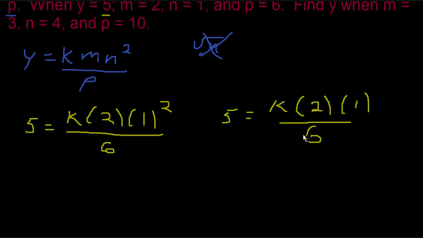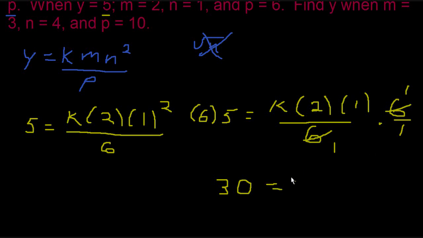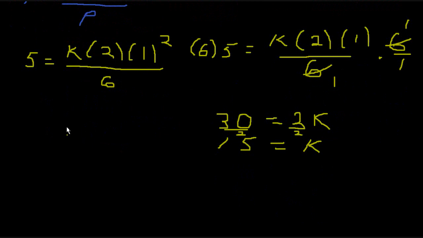And now, well, I could multiply both sides here by 6. That would clear out the denominator on the right side. So I'm going to write multiply by 6 on both sides. I'll write it as a fraction on the right side, canceling out the 6 there, and I get 30 equals, and 2 times 1 times k is just 2k. And now, there I just divided both sides by 2. I think you can see that. So I get k equals 15.